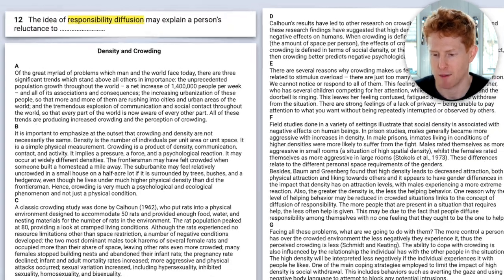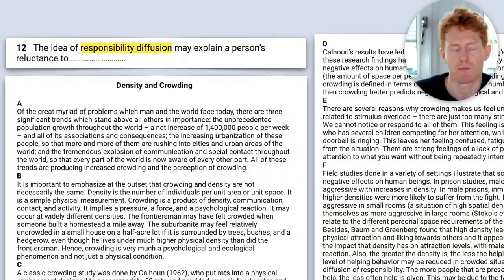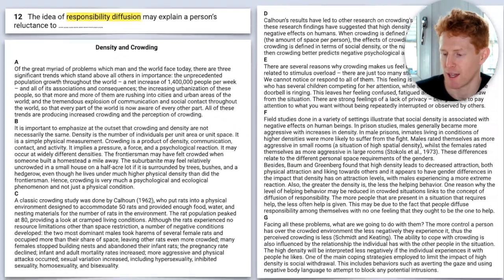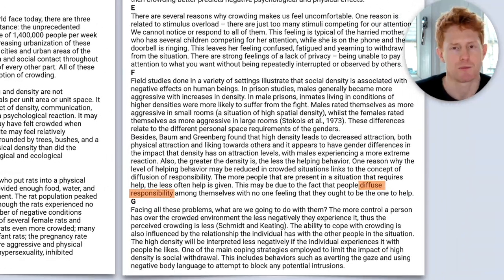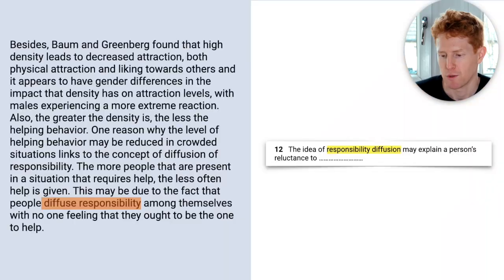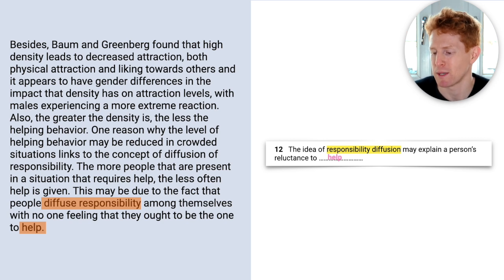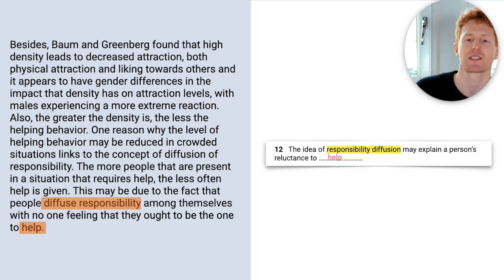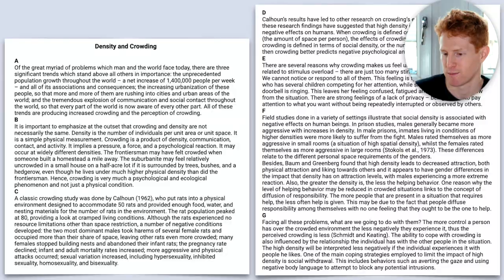Okay, back to the text, number 12. Responsibility diffusion. Let's see if we can find that in the text. Yes, we can, at the bottom of paragraph F. Let's read it in detail. Now remember, the answer might be above it, might be below it. Pause the video, see if you can find it. In this case, there it is. It's help. The idea of responsibility diffusion may explain a person's reluctance to help.